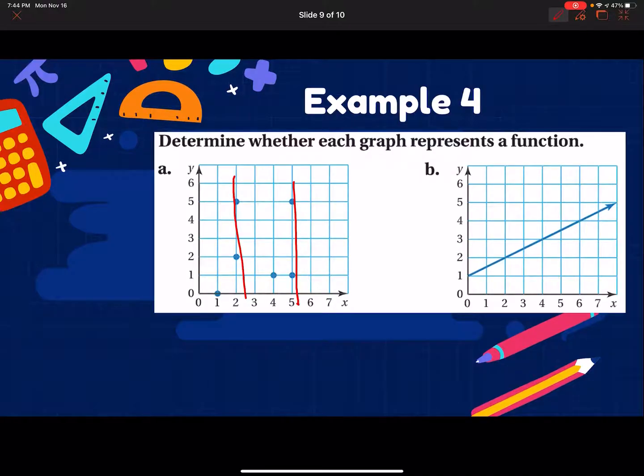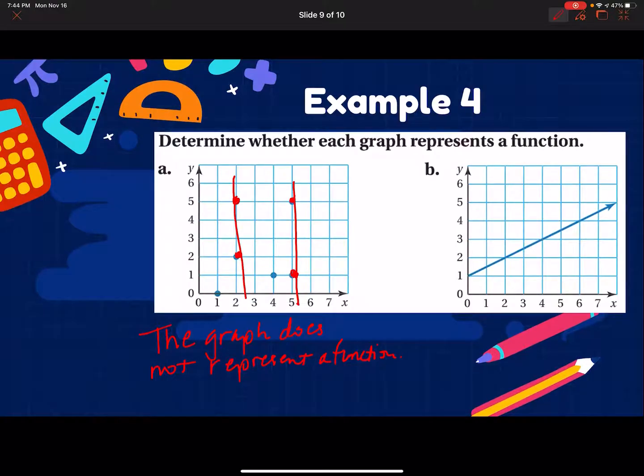So looking at example A, we're going to state that we could draw a vertical line through this point here at 2, 2, this point here at 2, 5. We have some points over here that are in common as well. So we're going to say this graph does not represent a function.